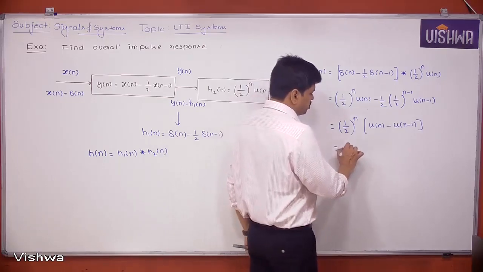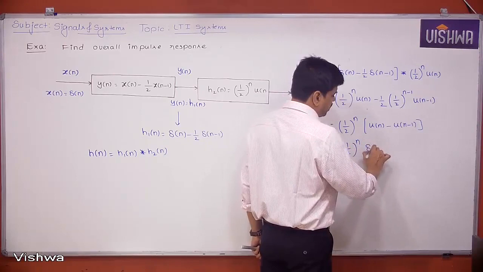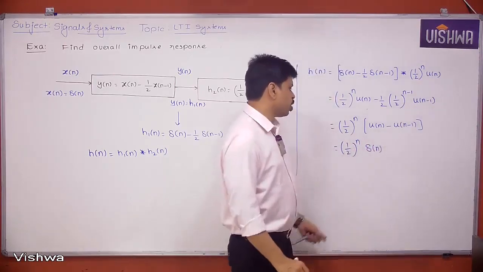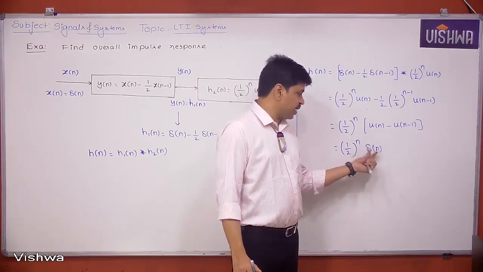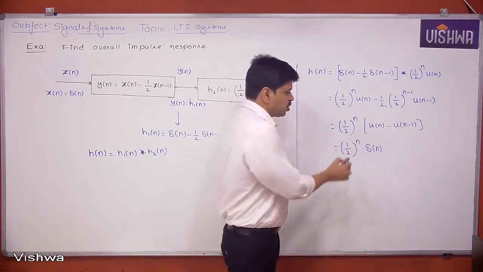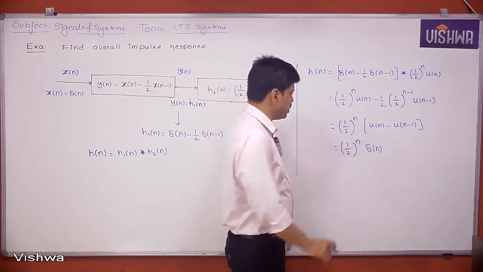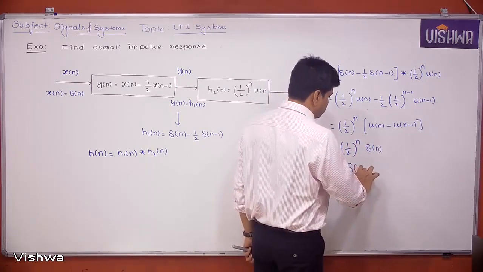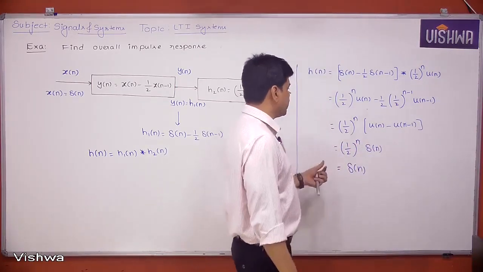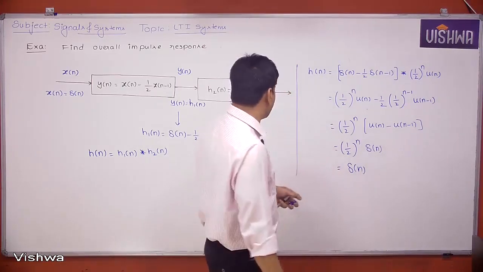So it is nothing but 1 by 2 whole power n times delta n. And from the product property, any function multiplied with delta n has n replaced with 0. So if I replace n with 0, this is going to be 1. Finally, this is delta n. So this is what we got. Finally, the impulse response is equal to delta n. Okay, I hope you understood.